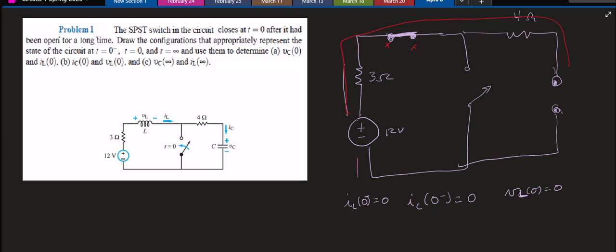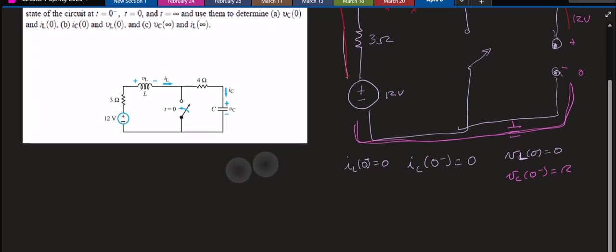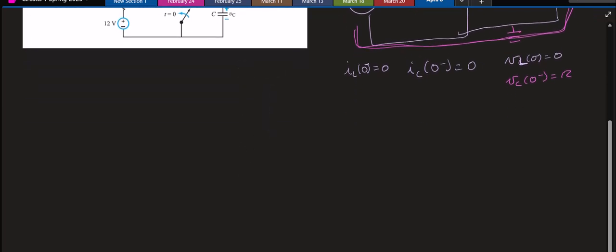But on the other hand, all of this is at the same voltage as well. And if you make the bottom ground, and we have a 12 volt voltage source, then the voltage on top is 12 volts, and the voltage on bottom is 0. So if this is plus and this is minus, then we have VC of 0 minus is 12. So once we have that, we can use that to draw what the circuit looks like right at 0. So at 0, we close the switch.